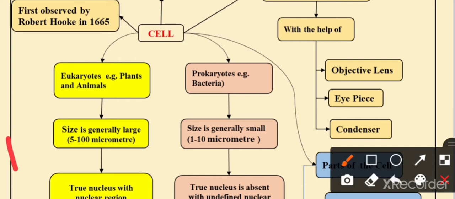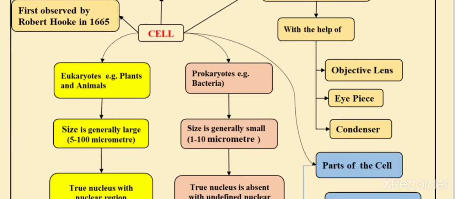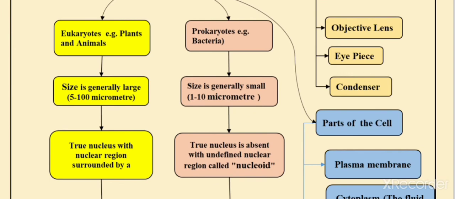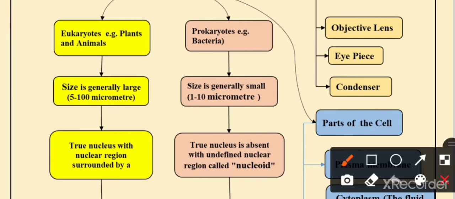There are two main types of cells, eukaryotic cell and prokaryotic cell. What is the difference between these two? Now we discuss the difference between eukaryotic and prokaryotic cell on the basis of the size of the cell and on the basis of whether the nuclear membrane or true nucleus is present or not. On that basis, cells are of two main types, eukaryotic and prokaryotic.